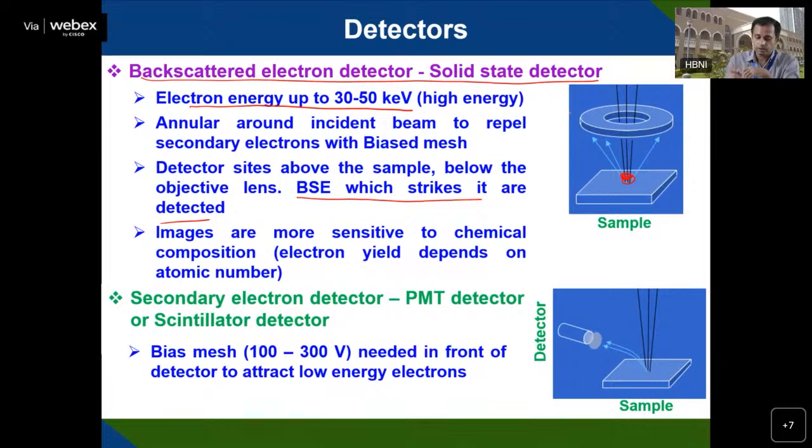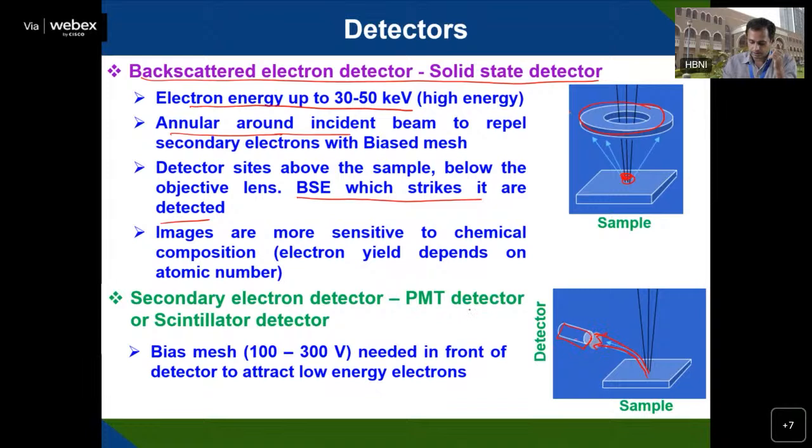Then you have an annular shaped, biased mesh, secondary electron detector. Backscatter detection is on top of the sample surface. But in case of secondary electrons, you can see the detector on one side here, and whatever secondary electrons come out from the sample will be detected by it.